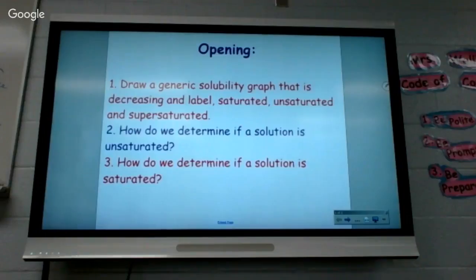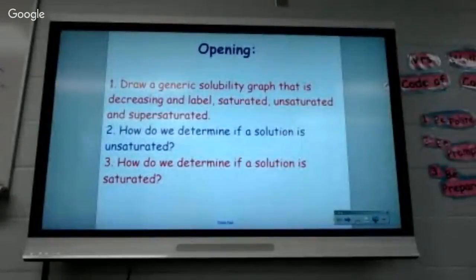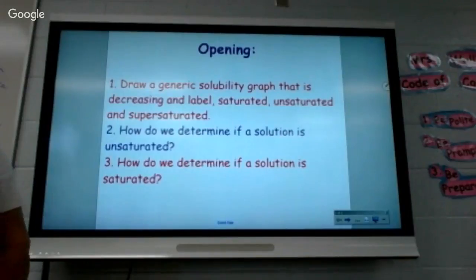So the opposite would be true in saturated. What would you see or feel in saturated? You'd be able to see the tea or the sugar or the Kool-Aid or whatever it was that you were dissolving. It would be there. You'd be able to see it or feel it. Questions?